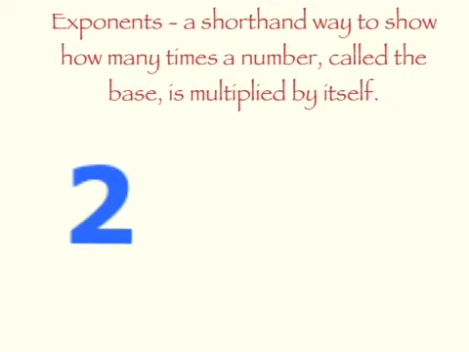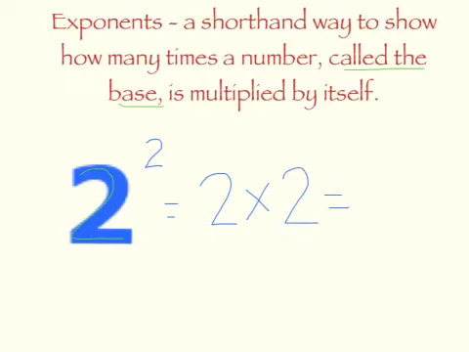Exponents are a shorthand way to show how many times a number, called the base, is multiplied by itself. We have the number 2, and we're going to see how these exponents work. If we have 2 to the power of 2, then we have 2 times 2, 2 times itself 2 times, which equals 4. We also call anything to the power of 2 squared. 2 squared.